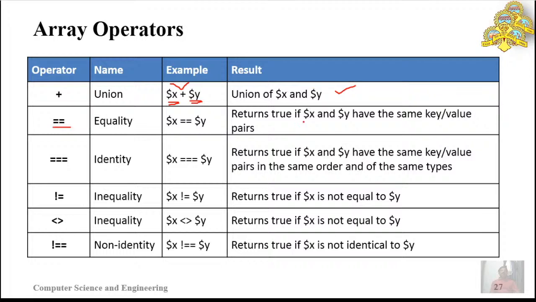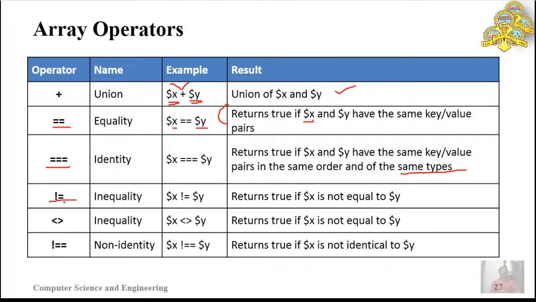This returns true if $x and $y have the same key-value pairs. Equality here means $x and $y members are of the same type. And here is the identity operator, that is the triple equal sign. If they are arrays, then all members of $x and $y must be the same key-value pairs, in the same order and of the same type.